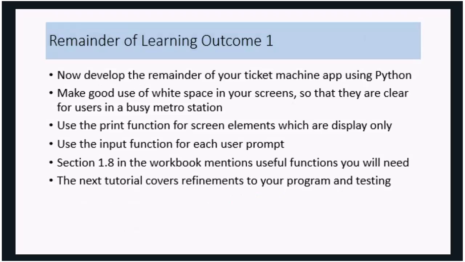So we've met quite a number of the parts of the learning outcome 1. You need to complete the development of the rest of your ticket machine app using Python. Remember, in designing your screens, to make nice use of white space so that they're clear. Imagine you're a user approaching it in a busy metro station. It needs to be shouting out nice and obviously to you. So you're going to use the print function for the elements on the screen that are display only, and you're going to use the input function for each user prompt. The other useful functions that you might need are mentioned in section 1.8 of the workbook.